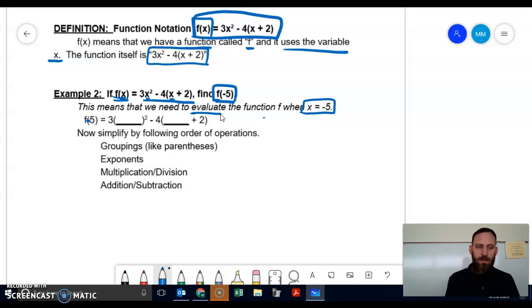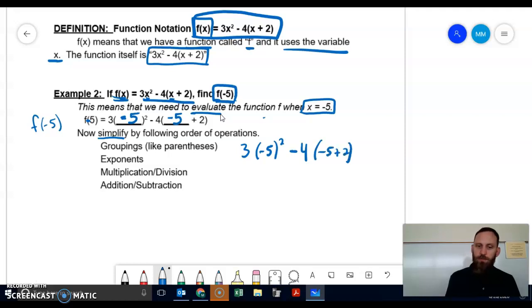So 3x squared. Well, I know that f of negative 5 means that I need negative 5 in that x spot. I do have another x, so this second x also should be negative 5. So now I'm evaluating f of negative 5. F of negative 5 is the same expression, only negative 5 has taken the place of x. Okay, so now we're ready to simplify by following order of operations. So I'm taking this expression, 3 times negative 5 squared, minus 4 times negative 5 plus 2.